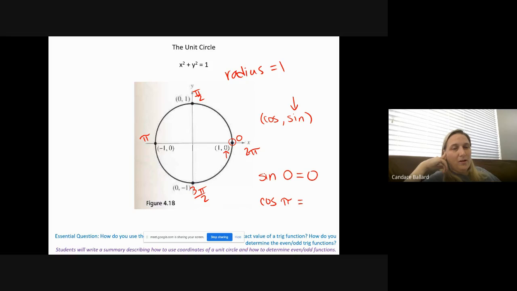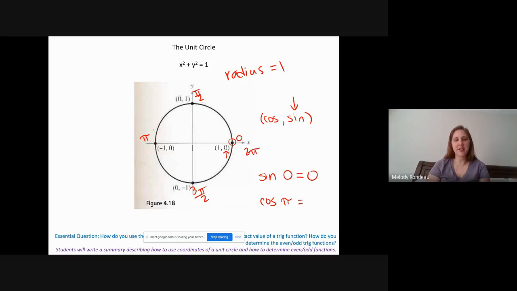Oh, we got one. -1, Fallon says. We're getting a whole bunch of -1s. Fantastic. Yes. So at pi, our ordered pair is (-1, 0). Cosine represents an x value, so we want the x value, which would be -1. That's actually an important thing to know, those quadrant angles.